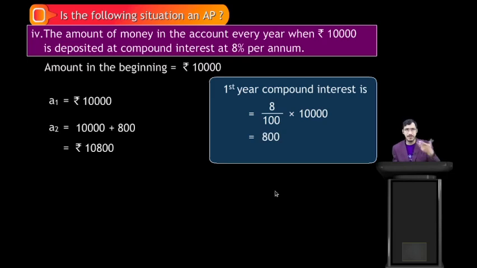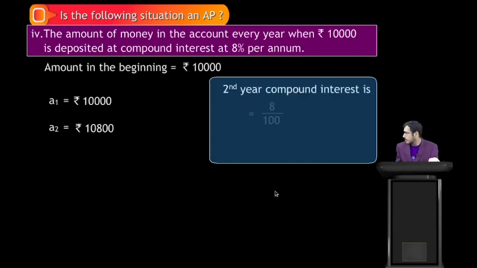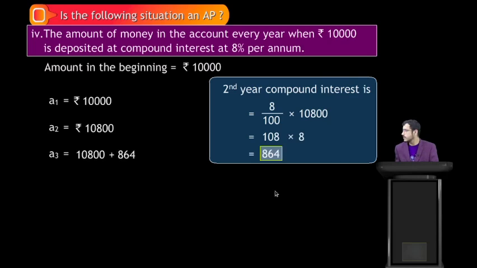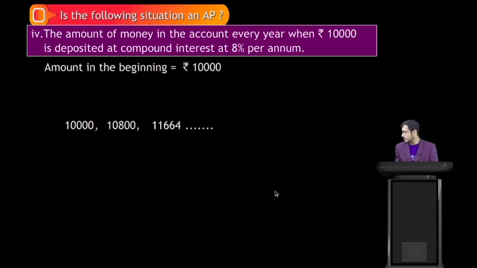Now again, because the interest is compounded, the second year principal will be 10,800. Now again we find the interest, that is 108 into 8, 864. So a3 is 10,800 plus 864, that is 11,664. So you can see the first term is 10,000, the second term is 10,800, and the third term is 11,664, and so on.